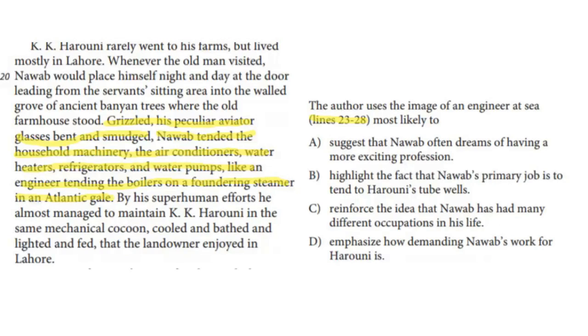As we look at that, we notice that in that sentence there's a lot listed. Nawab is doing a lot of work, and it looks like that image would support that. If you think of an engineer tending a boiler in the middle of a gale, a storm, a really strong storm, that would be very challenging work. It would be tough to do. And so that's why we would say D, because that would emphasize how demanding, how difficult Nawab's work for Haroni is.